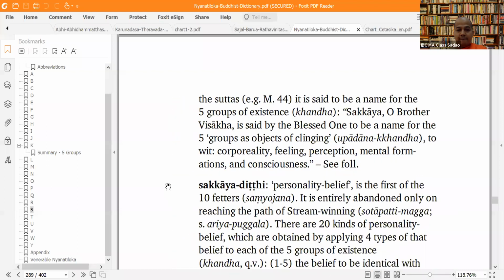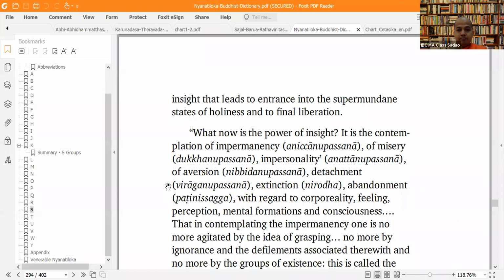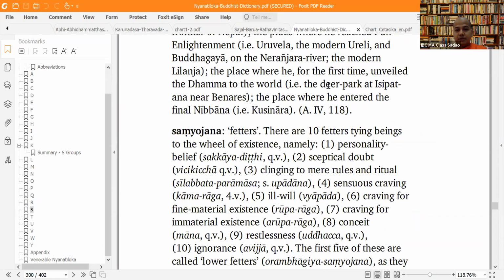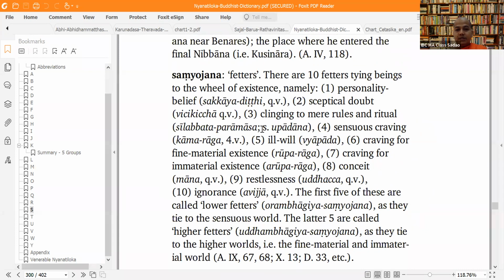Any question? So these are the 10 fetters. Sakkayaditthi, vicikiccha, silabbataparamasa, kamaraga, vyapada, ruparaga, aruparaga, mana, uddhacca, and avijja. So when you become a sotapanna, you eradicate these three, you completely destroy these three. When you become sakadagami, you make these two weak. And then when you attain anagami, all these five are removed. And when you become an arahant, even these remaining five are also removed. So that is how it is presented in the next two pages. That's all.